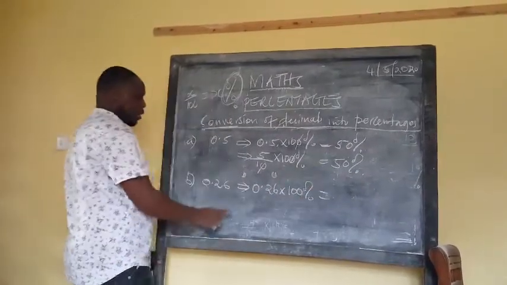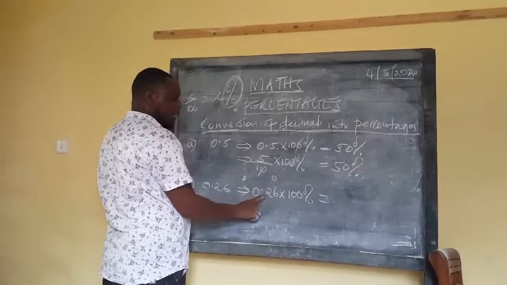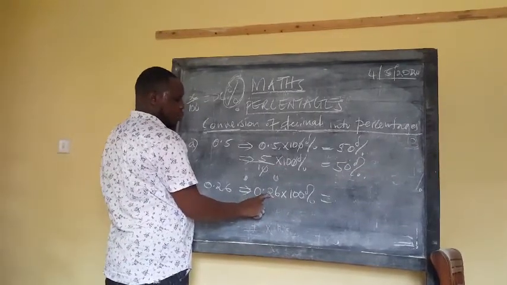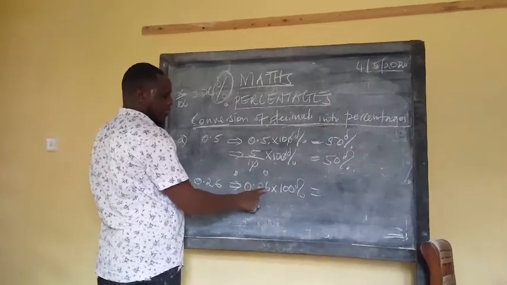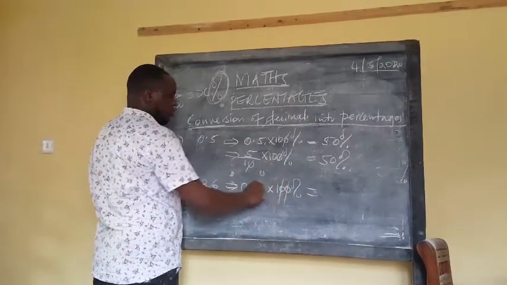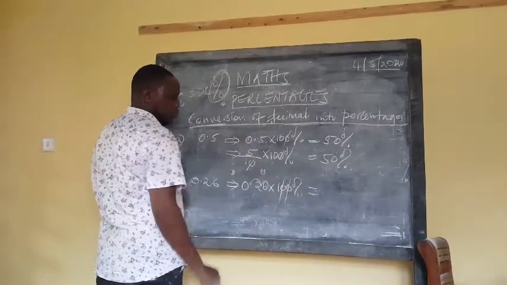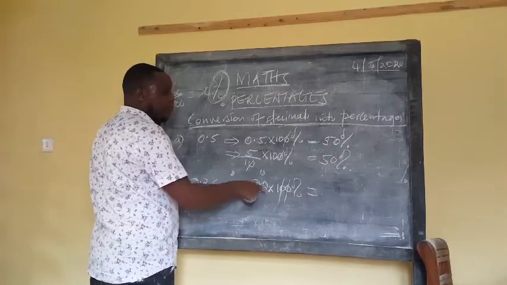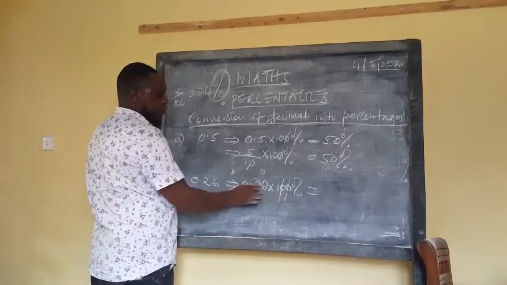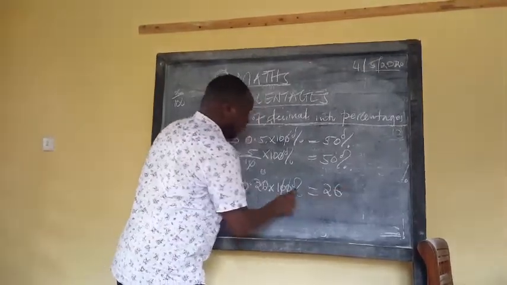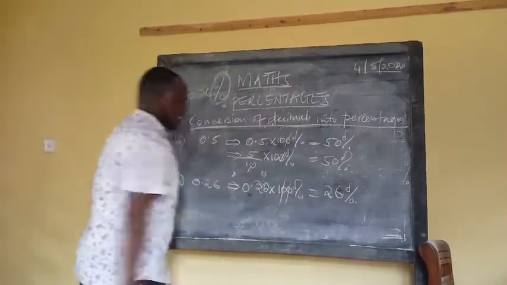That will give you, so here we have to count the number of decimal places. 1, 2. 2 decimal places, meaning that 2 zeros will bring it here. 1, 2. Meaning that it has become 26. So you ignore this 0, you remain with 26, and then you have the percentage, 26%.